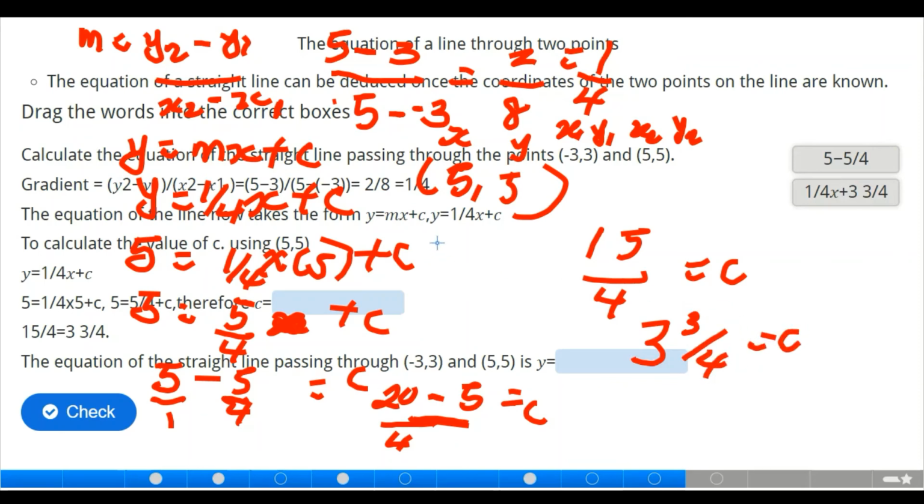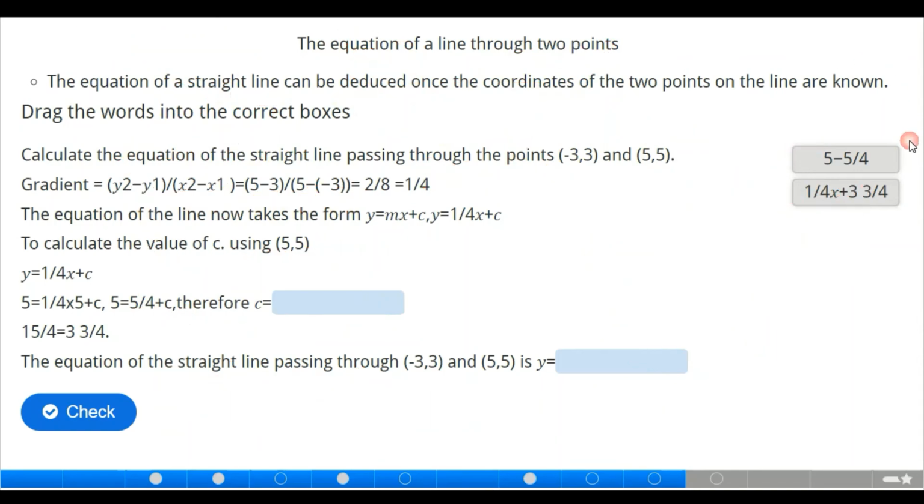So we can now say that the equation of the given line is, we have it to be y equals mx plus c. So we can now say it is y equals 1 over 4x, plus, what is c now? Plus 3 over 4. Okay, now that gives us the next slide that we have here.